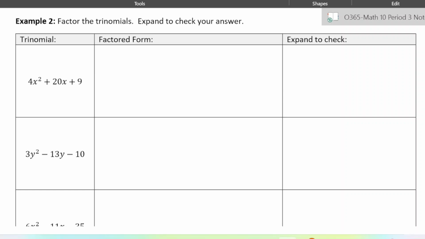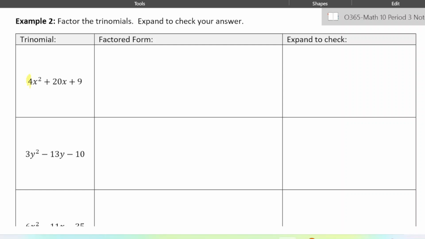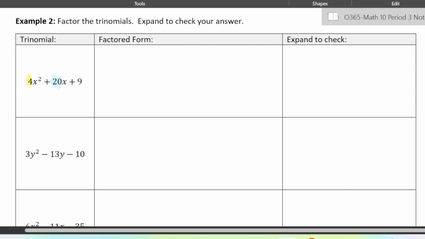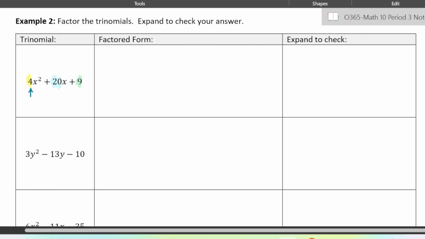Just for labeling's sake, I'm just going to remind us that there's 3 coefficients in our trinomial, and we give them different letters usually when we label them or when we talk about them. So we call the coefficient in front of the x squared a, we call the coefficient in front of x b, and the coefficient in front of the last number c.